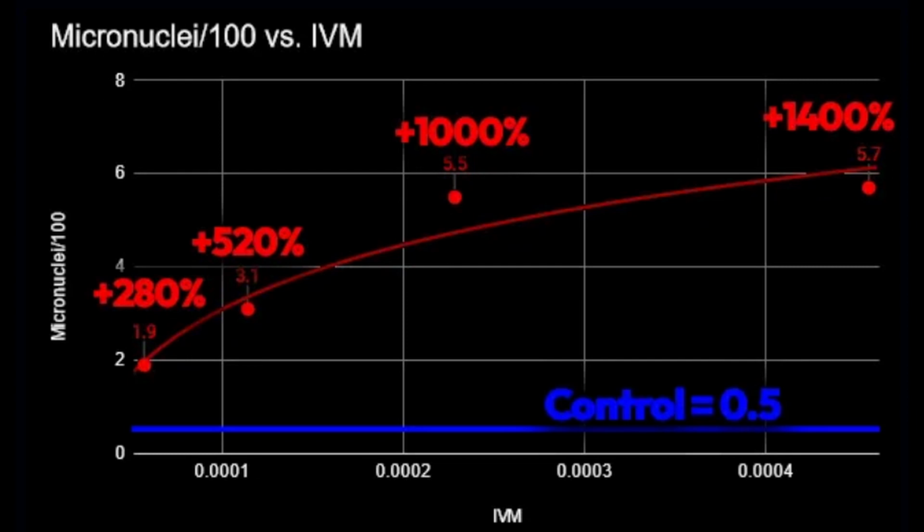And we see for all tested amounts of ivermectin, huge increases over the control in the amount of micronuclei. And it's really staggering how high this goes. So at the smallest dose of ivermectin tested, plus 280% micronuclei. And then the next dose, plus 520%. The next dose, plus 1,000%, up to 5.5% micronuclei. And then finally, at the highest dose of ivermectin, plus 1,400%. 5.7 had micronuclei per 100 cells examined.